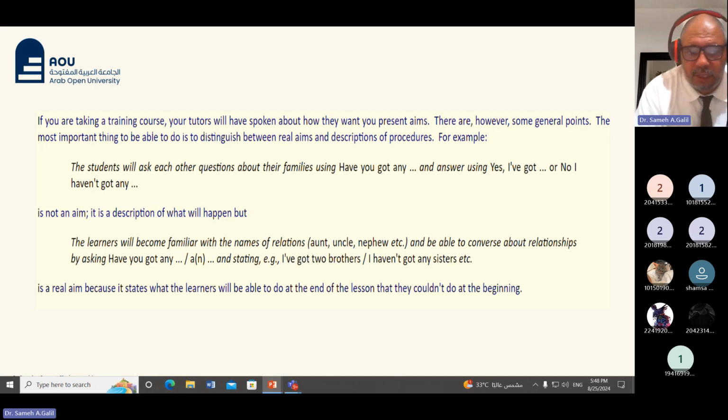Obviously, the first one, when I say the students will ask each other questions about their families using have you got any, and answer using yes, I have got, or no, I haven't got any, this is obviously a description of a procedure. While if I say the learners will become familiar with the names of relations, whether we're talking about aunts, uncles, nephews, and be able to converse about relationships by asking, have you got any? And stating, I've got two brothers, I haven't got any sisters, this is obviously an aim. This is a real aim because it states what the learners will be able to do at the end of the lesson that they couldn't do at the beginning.